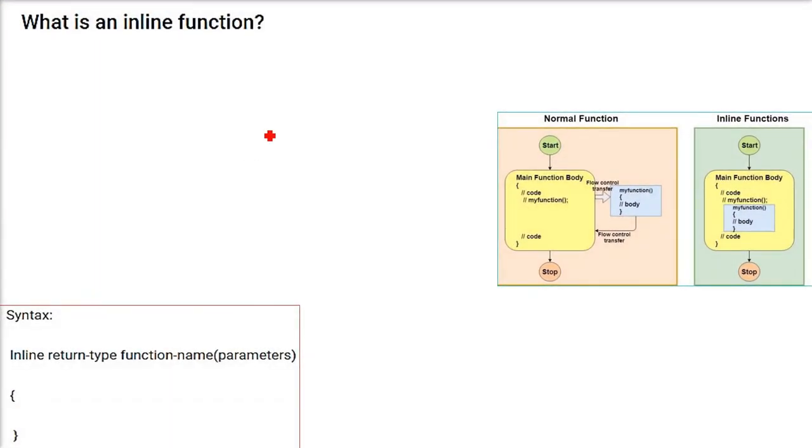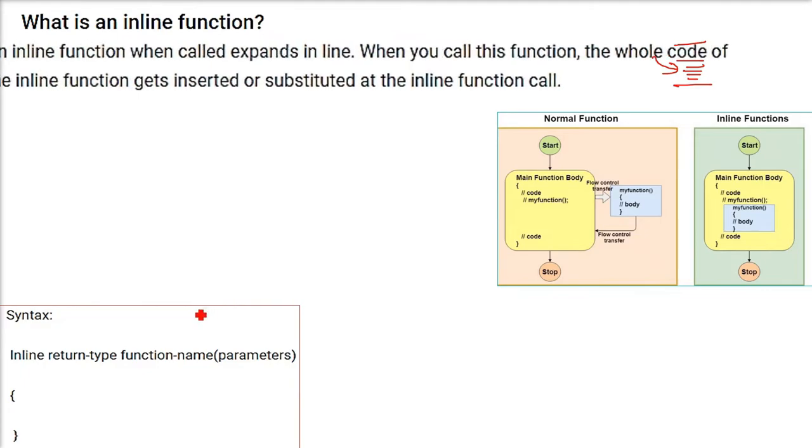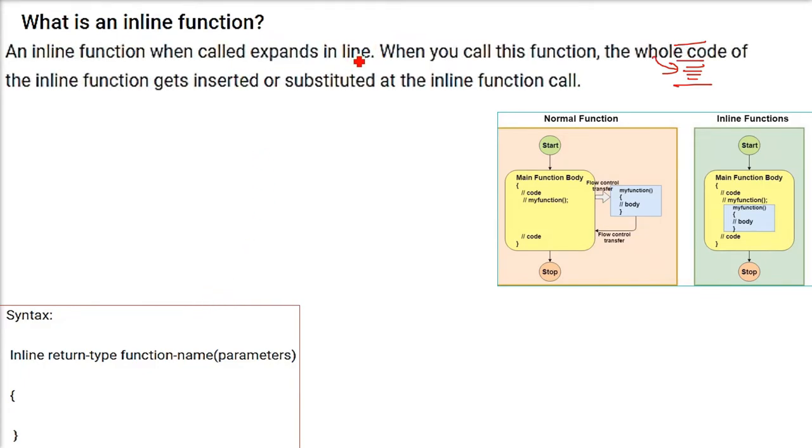What is an inline function? So the name is itself saying, the inline function, that is, whenever the function will be called, the control will not pass. That function will be embedded. The lines will be embedded here. Right? Inline function, when called, expands inline. That is, whenever you call this function, the whole code of the inline function will get inserted, will get substituted, will get embedded at the inline function call.